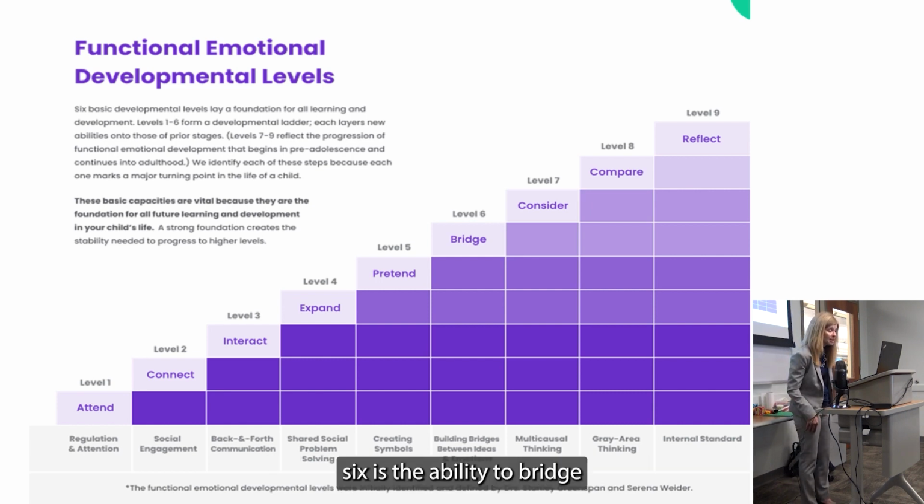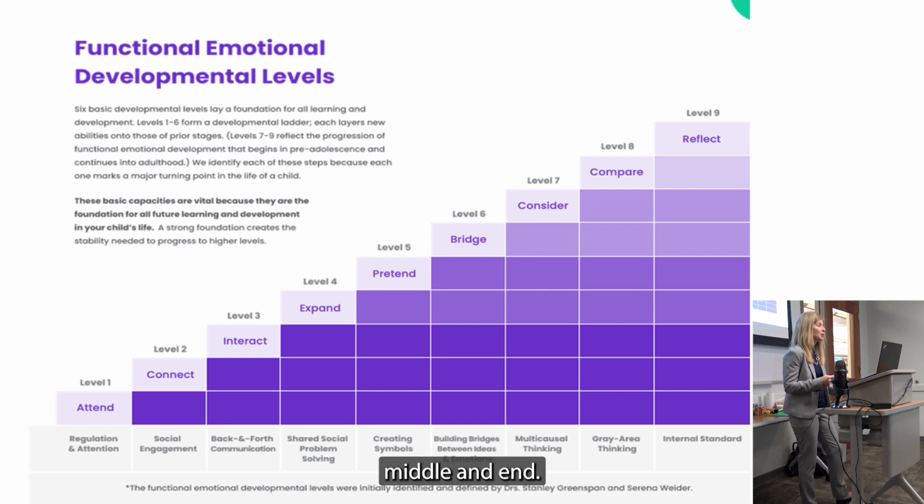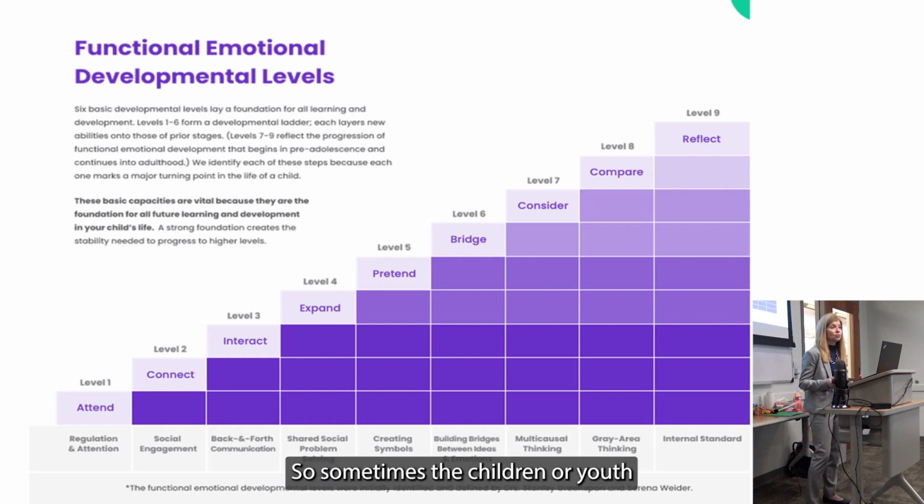The next, level 6, is the ability to bridge ideas together and make meaningful connections. So if we're thinking about the example of reenacting school or the bus driver, the play would have a beginning, middle, and end. So sometimes the children or youth may be able to connect one symbolic idea, but it doesn't necessarily tell a story.